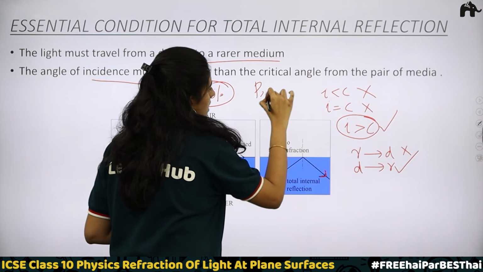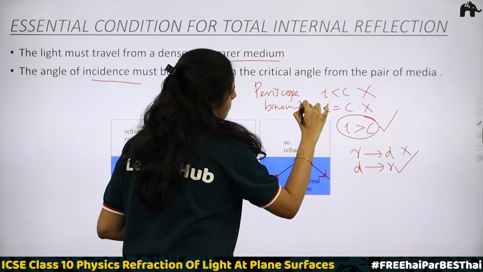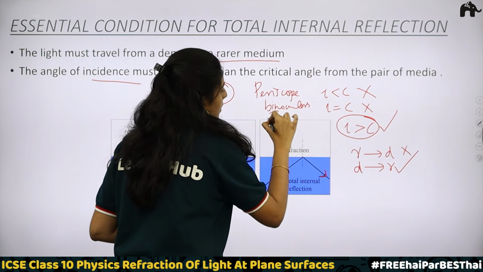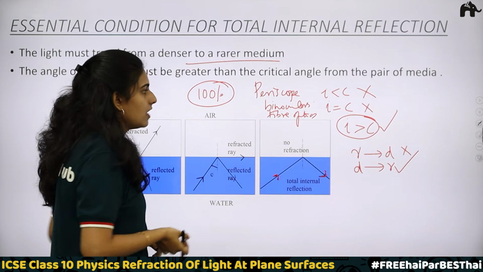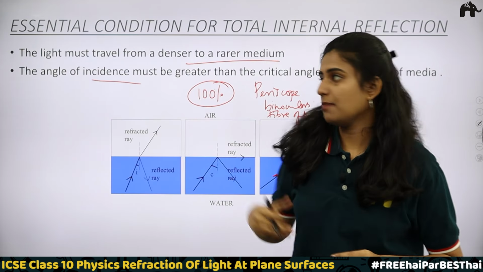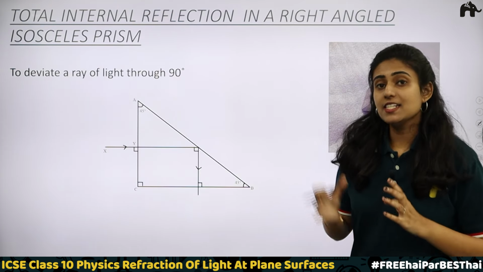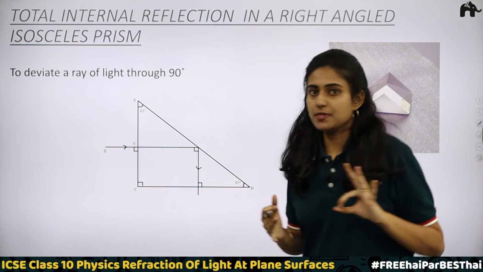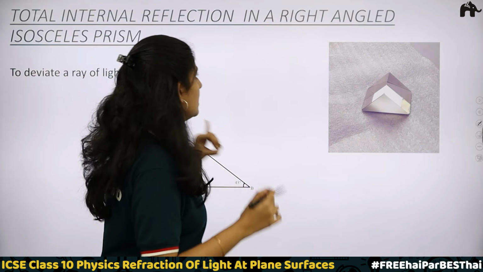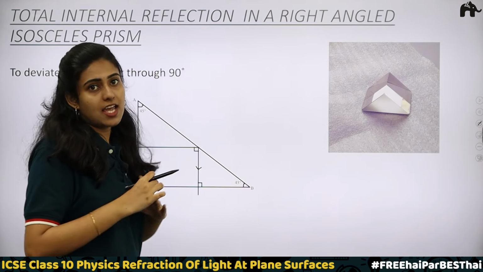So, because of total internal reflection, there are many applications. It is used in periscopes, binoculars, and also in fiber optics. To make optical fibers, this application of total internal reflection is used. Clear? Now, we will be discussing how total internal reflection happens in different types of prism. Three types of prism we will be discussing. First is the right-angled isosceles prism, then we have the equilateral prism and the right-angled prism.